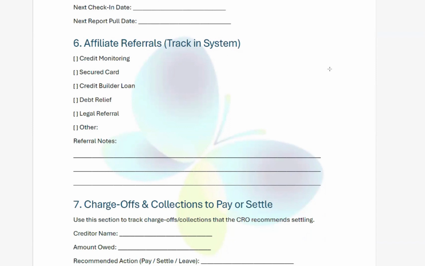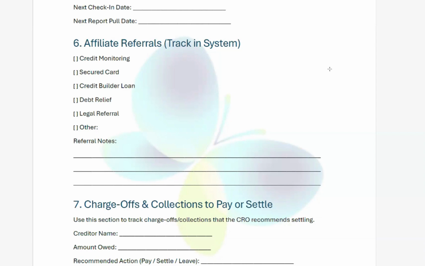Okay, affiliate referral. If you are doing action plans for your clients, you should always be getting paid on the affiliate products, and I'm going to give you some ways to get paid on those. Number one, credit monitoring. Everybody should be monetizing the credit monitoring. You have the different ones: SmartCredit, MyFreeScoreNow, IdentityIQ, MyScoreIQ.